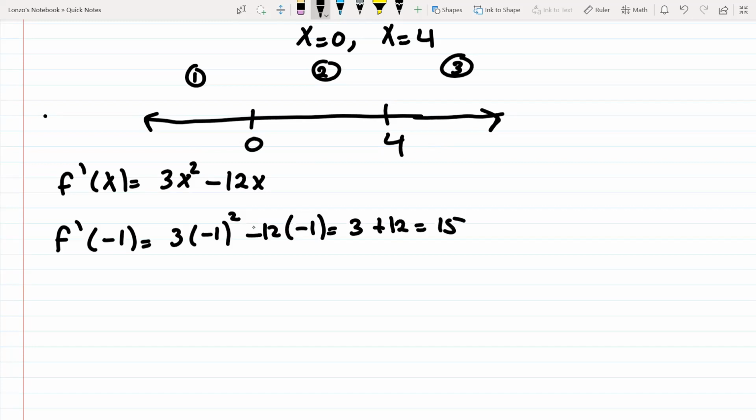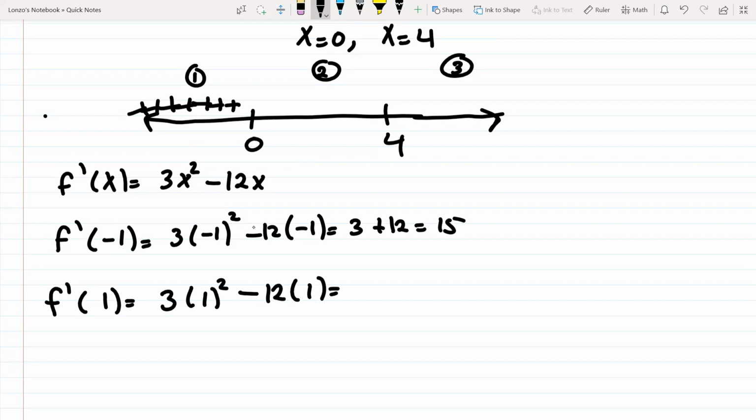Now, we don't really care about the number. We just care about the sign itself. So 15 is positive, so we're going to put a plus. And then boundary 2, we have to find a number between 0 and 4. Let me test positive 1. When I put in f prime of positive 1, I get 3 times 1 squared minus 12 times 1. That would be negative 9. This number is negative, so you're going to put a minus.